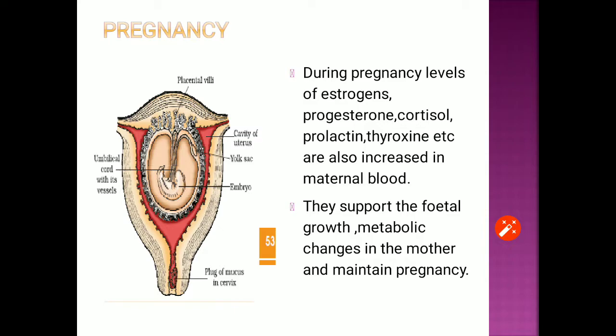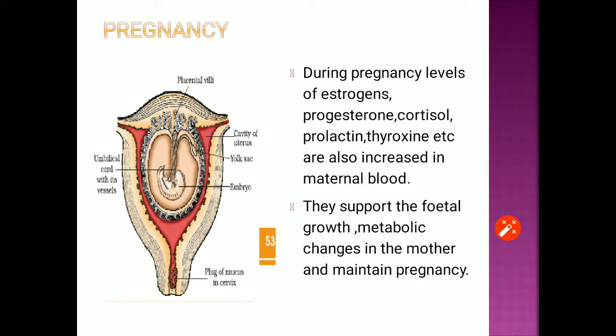Now, let's start with the term pregnancy. During pregnancy, levels of hormones, estrogens, progesterone, cortisol, prolactin, thyroxine, etc. are also increased in maternal blood. They support the fetal growth, metabolic changes in the mother and help in maintaining pregnancy.